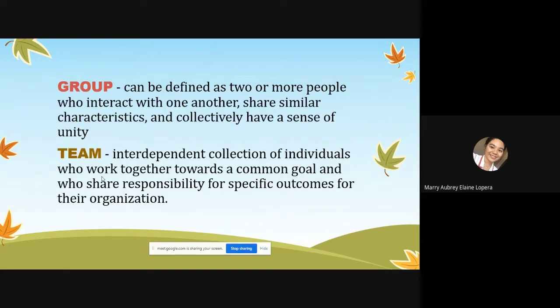Group. A group can be defined as two or more people who interact with one another, share similar characteristics, and collectively have a sense of unity. Team: an interdependent collection of individuals who work together towards a common goal and who share responsibility for specific outcomes for their organization.